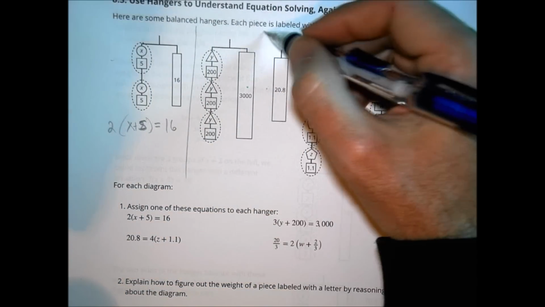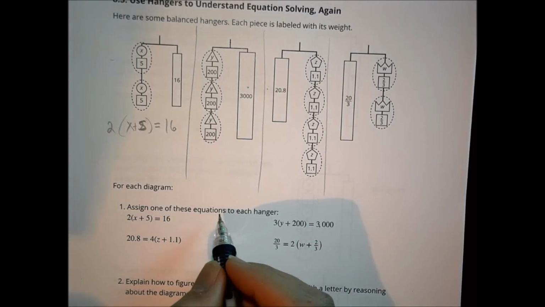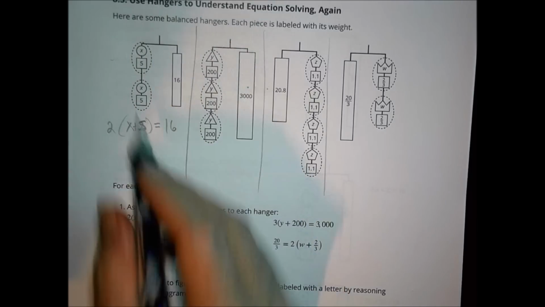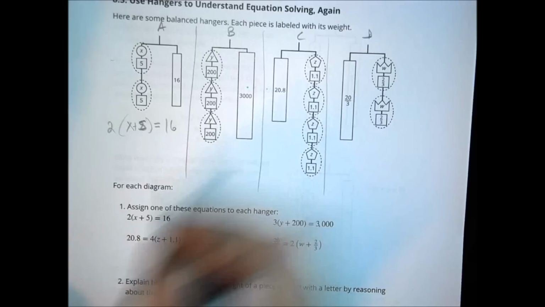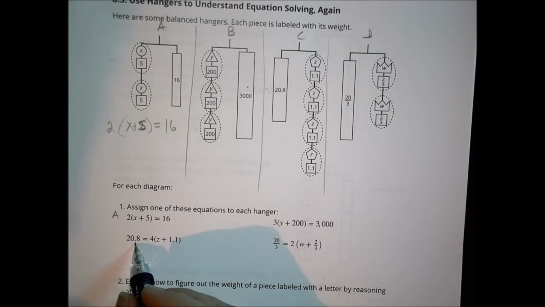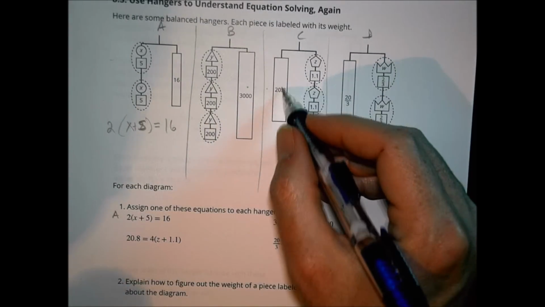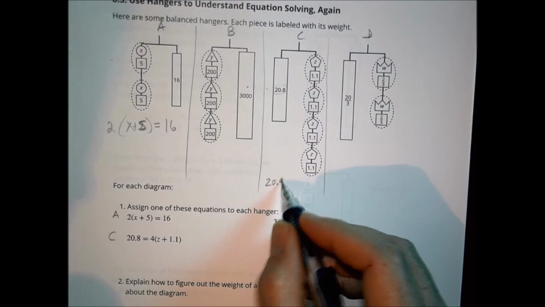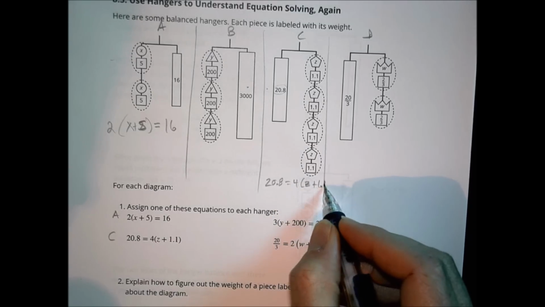All right, and so we have 4 hangers, and our question says, assign one of these equations to each hanger. So we just did 2 times the quantity x plus 5 equals 16, so that's the first one. Maybe I call these A, B, C, and D for now, so this will be our A. Over here we have 20.8 equals 4 times the quantity z plus 1.1. Well, the 20.8 is right here, so this is going to match C. So I could write that as 20.8 equals 4 times z plus 1.1.